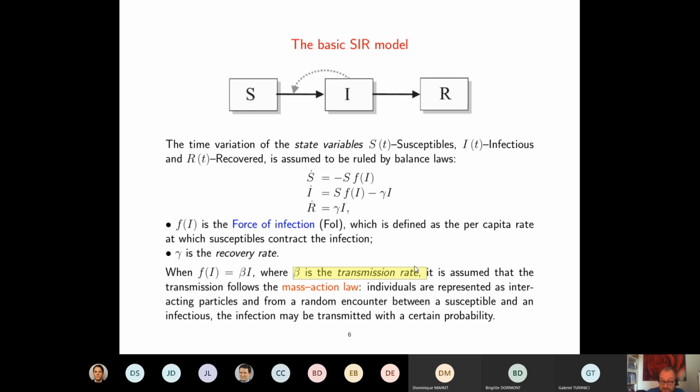It is the so-called transmission rate. So when we do this, so that the transmission is bilinear, it means that we are assuming that the mass action law holds, so that the individuals are represented as interacting particles, and from a random encounter between a susceptible and an infectious, the infection may be transmitted with a certain probability. This means that we can consider the transmission rate as the product of two constant terms, at least in this very simple description. One is the contact rate, and the other one is the probability that from the contact, the contagion will take place.